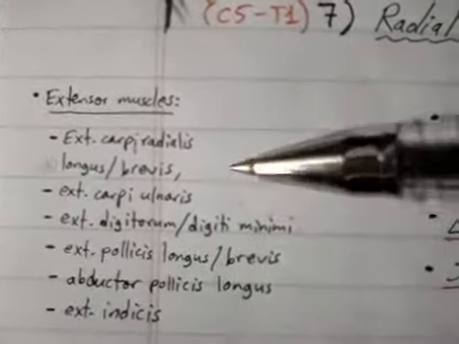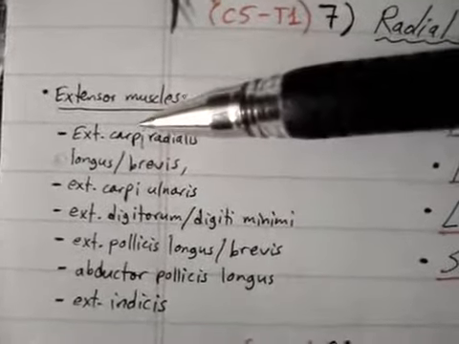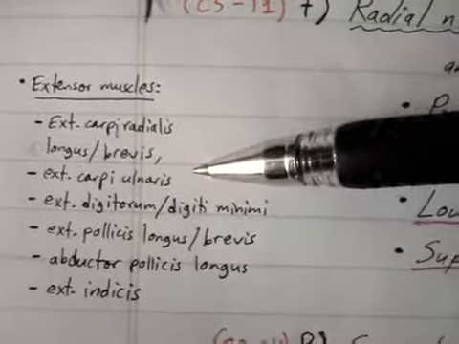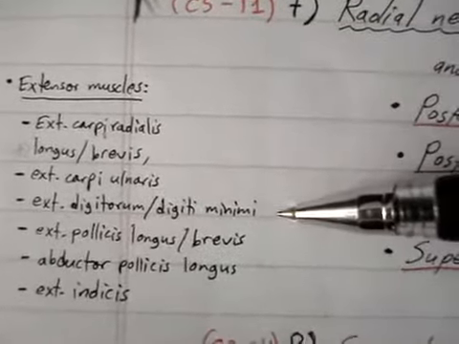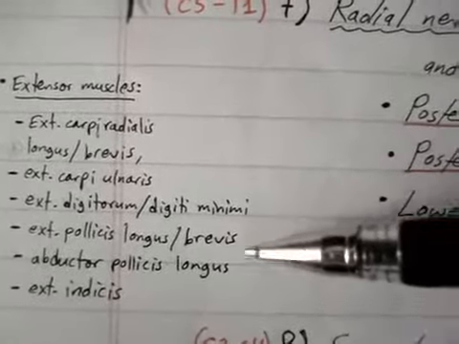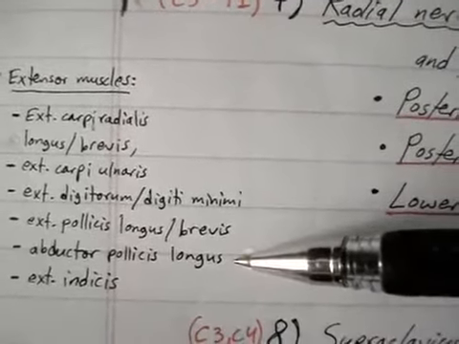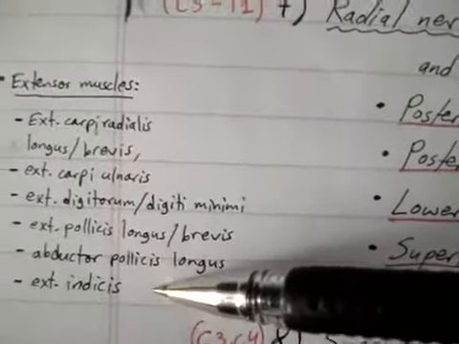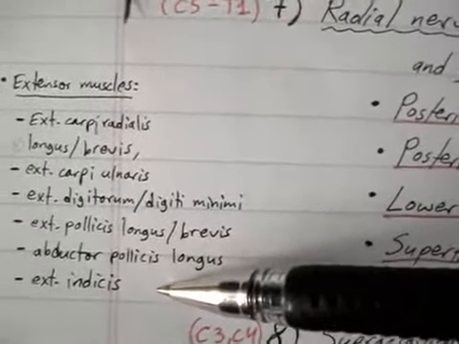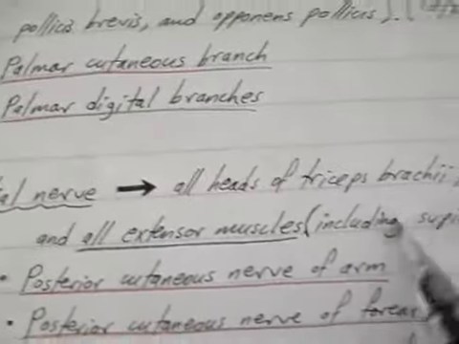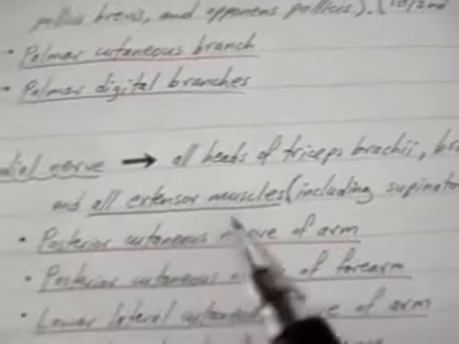What are those extensor muscles? Extensor carpi radialis longus and brevis, extensor carpi ulnaris, extensor digitorum and extensor digiti minimi, extensor pollicis longus and brevis, abductor pollicis longus, and extensor indicis. Those are the extensor muscles of the forearm, and also the supinator, which I forgot to mention in there.